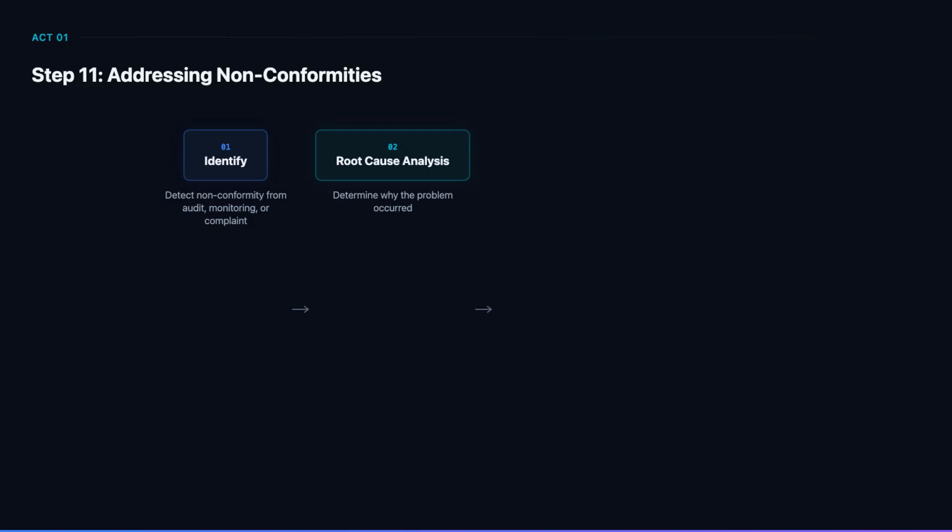Always analyze the root cause. Don't just treat the symptoms. Implement corrective actions that directly address why the nonconformity occurred to prevent the recurrence of similar problems in the future. Implement corrective actions with a clear owner and deadline. Additionally, take preventive actions by proactively identifying potential risks before they materialize into nonconformities.